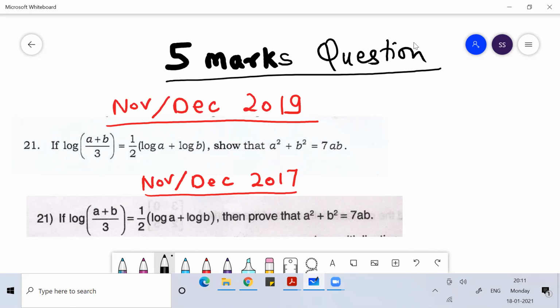So guys, I believe you can see on your screen that this question came for 5 marks, and it came two times. This question came in December 2019 also, and it came in 2017 also. So with this you can understand the importance of this question. So we'll do this question.